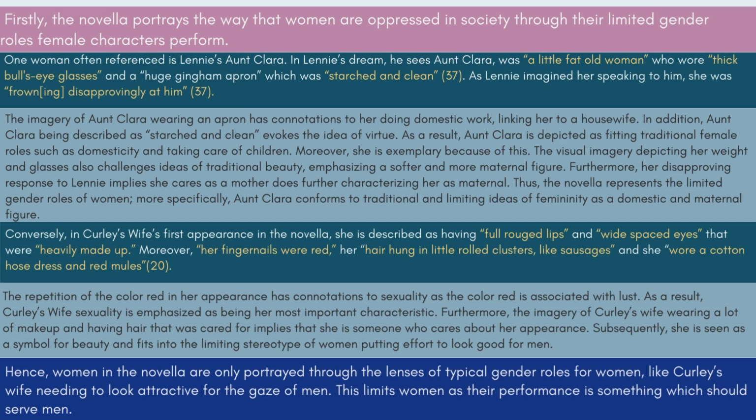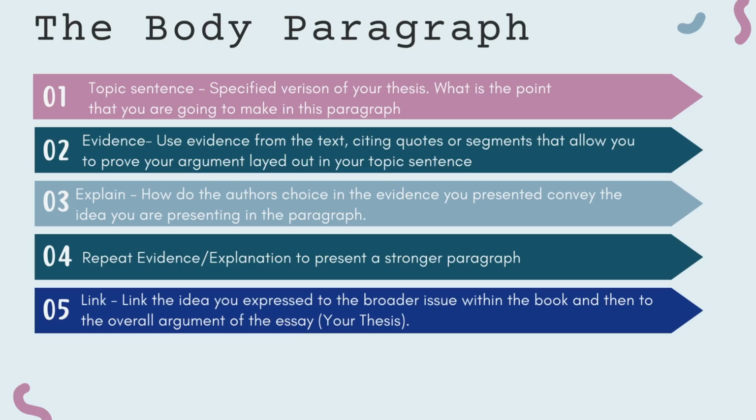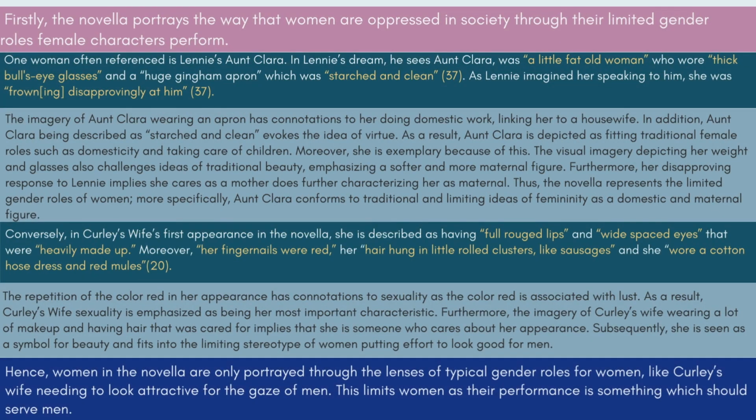This visual imagery depicting her weight and glasses also challenges the idea of traditional beauty, emphasizing a softer and more maternal figure. Furthermore, her disapproving response to Lenny implies she cares as a mother, thus further characterizing her as a maternal figure. Thus, the novella represents the limited gender roles of women. More specifically, Aunt Clara conforms to traditional and limiting ideas of femininity as a domestic and maternal figure.